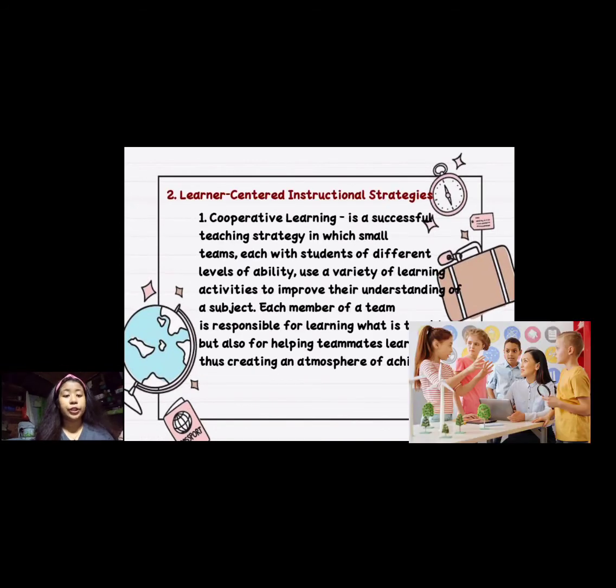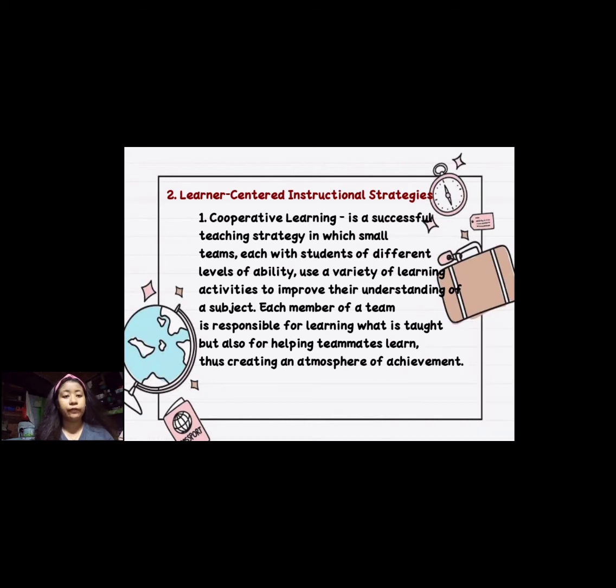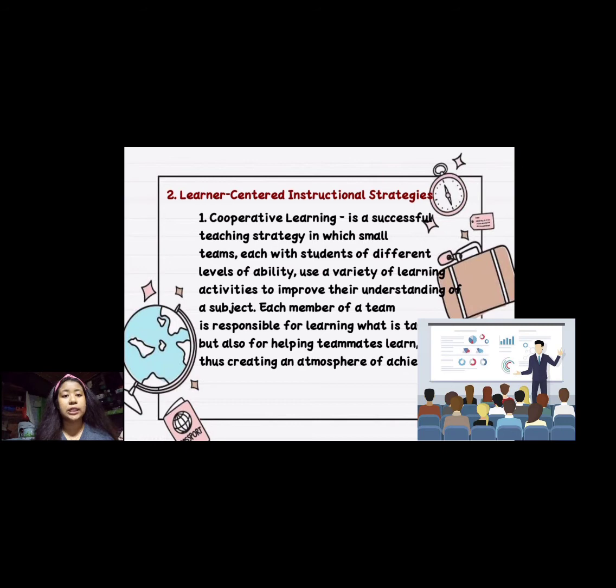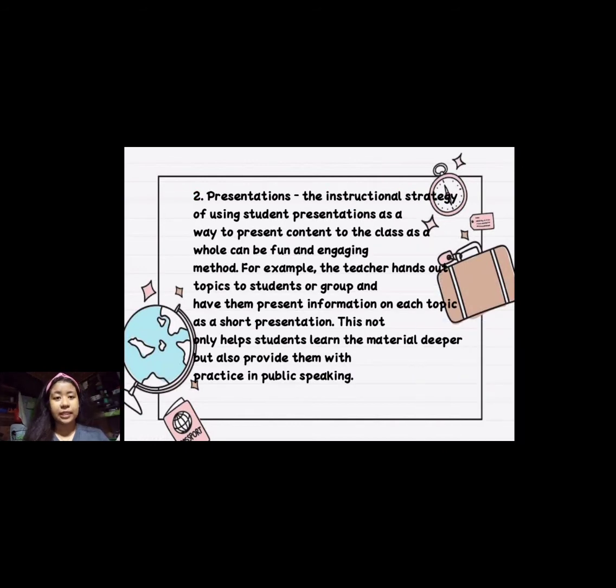The second one is the learner-centered instructional strategies. So the first one is cooperative learning. Cooperative learning is the process of separating a classroom of students into small groups so that they can discover a new concept together and help each other learn. The idea of cooperative learning has been around for decades, but it has not gained the same popularity as mixed learning or instructional diversity. So the second one is the presentation.